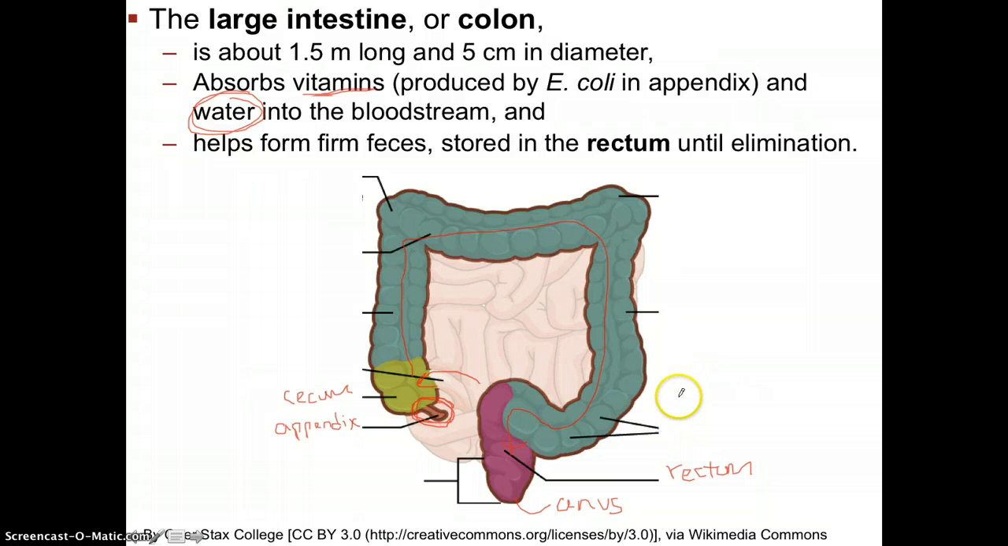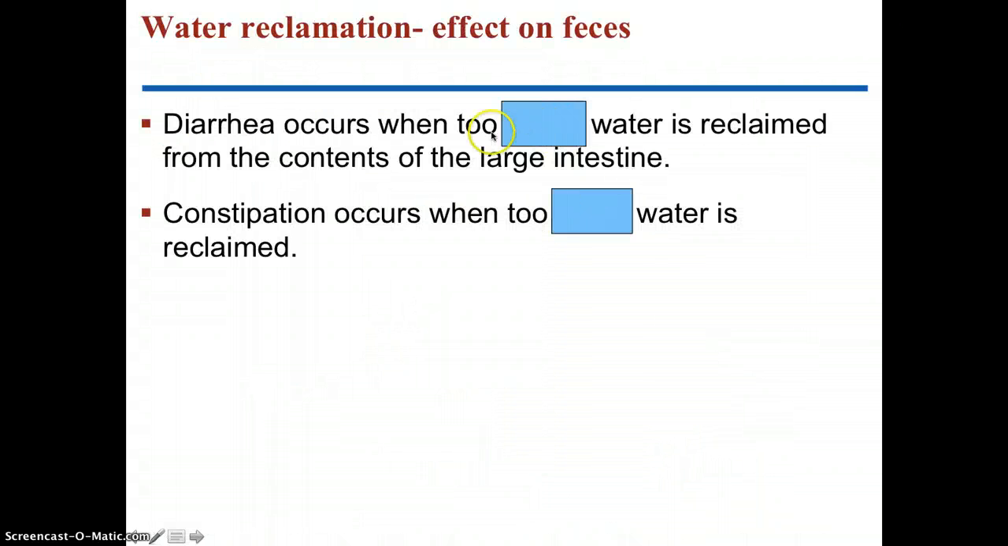If you look at water being reclaimed, if you have diarrhea, really runny feces, this would result when you have too little water reclaimed. So there's too much water in the stool. And then if you have too much water that is absorbed out of the small intestine, you end up being constipated, so really firm stool. Okay, so that's about it.